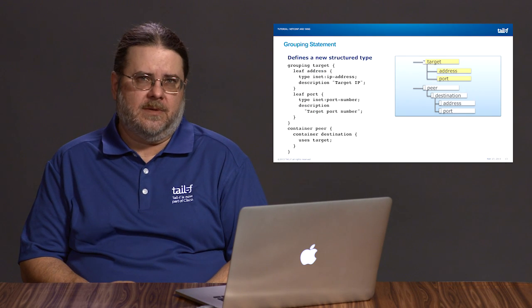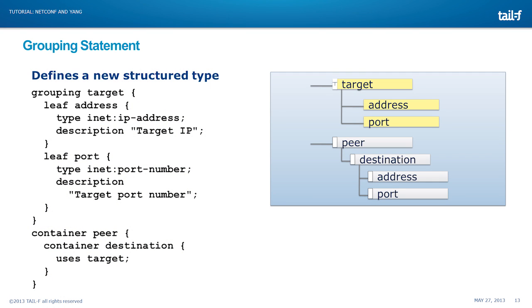The grouping statement. The grouping statement allows us to form a grouping of common types that we often use in our data model. For example, oftentimes you'll use an IP address and port number in combination, instead of having to write leaf address, leaf port constantly all over our Yang models. We can instead declare a grouping that we later reuse. In some ways, this concept is similar to a structure definition in the C programming language. Here we see an example, a grouping called target that contains a leaf called address and a leaf called port.